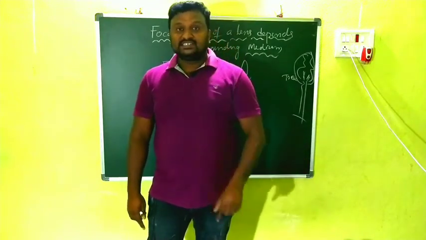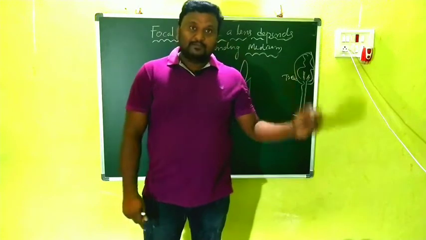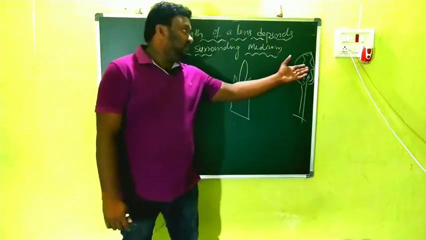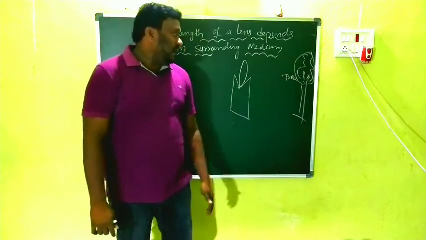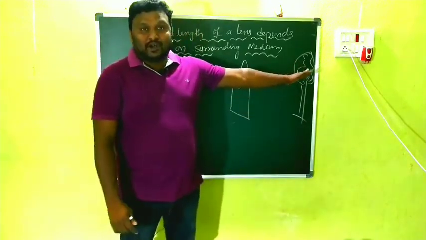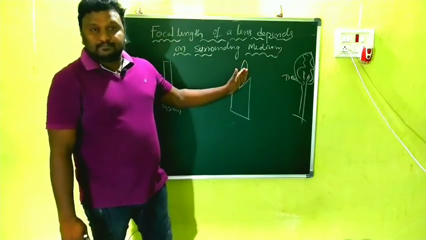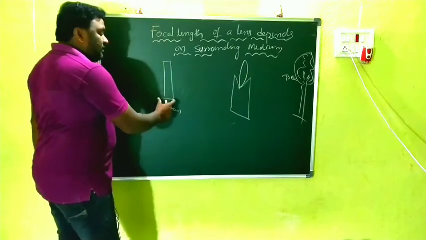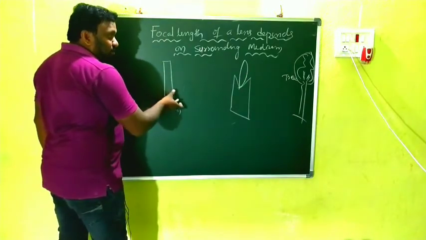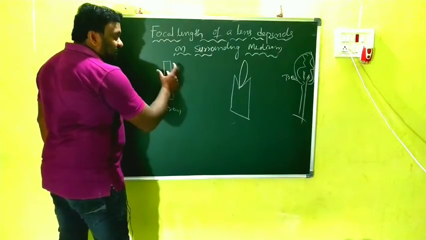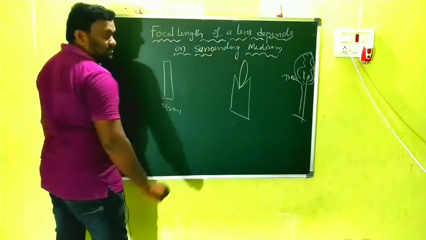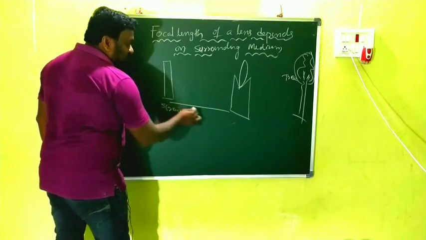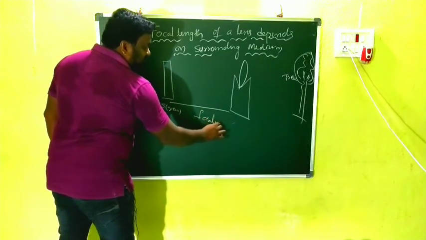Now for a lens, especially a convex lens, we take the convex lens, keep it in a V stand, and observe a tree at a long distance. The light coming from the object is incident on the lens, and after that we have a screen. We adjust the screen until we get a clear image of the tree. After getting the image, the distance between these two is what we call the focal length.